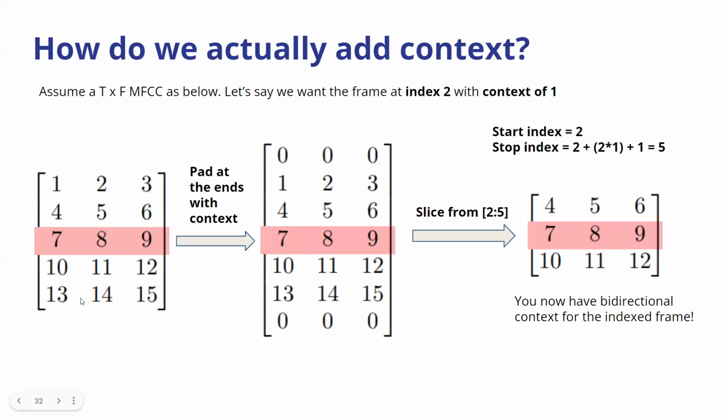The reason why we do it like this is that you can also take care of the cases where, for example, we want the frame at the end, right? In this case, if you pad it with zeros, you can also take the context for the frame at the end. It's just that on the other side, it will be zeros. On this side, it will be actual values. On this side, it will be zeros. But with this, you can guarantee that for whatever context value you need, you'll always have the exact shape that you expect. And so here's how you get bidirectional context.